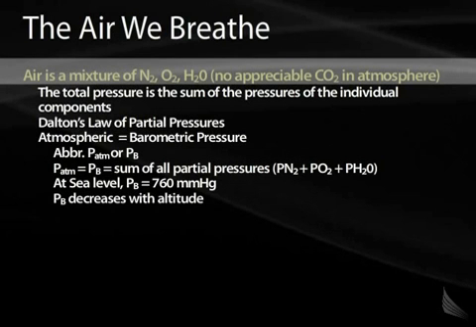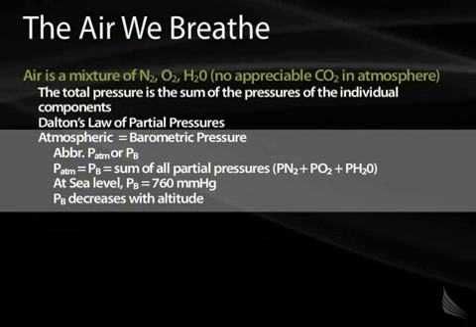The air we breathe is a mixture of nitrogen, oxygen, and water vapor. There's really not much appreciable carbon dioxide in the atmosphere. The total sum of the partial pressures of each of these gases will equal the total partial pressure of the atmosphere. The atmospheric pressure is whatever the barometric pressure is. So the sum of all the partial pressures, the partial pressure of nitrogen, the partial pressure of oxygen, the partial pressure of water vapor, is all going to add up to the atmospheric or barometric pressure. At sea level, barometric pressure is 760 millimeters of mercury. And this barometric pressure is going to decrease as we go to higher and higher altitudes.